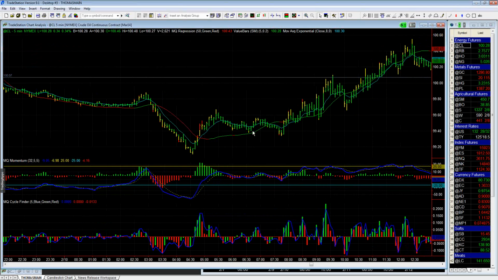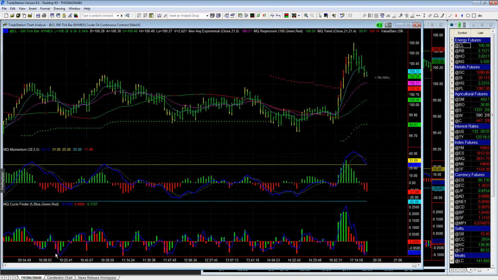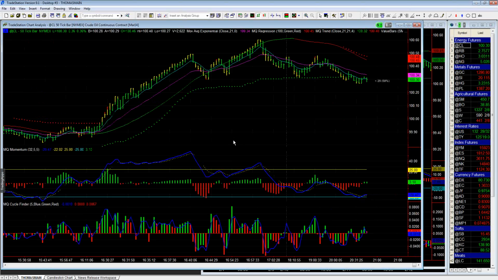All right, so let's go ahead and talk about the last way of trading it. So we've talked about trading divergences on 2-minute charts and 5-minute charts, and then we talked about trading breakouts on your 5-minute charts. Now let's talk about trading 250 tick trend following.